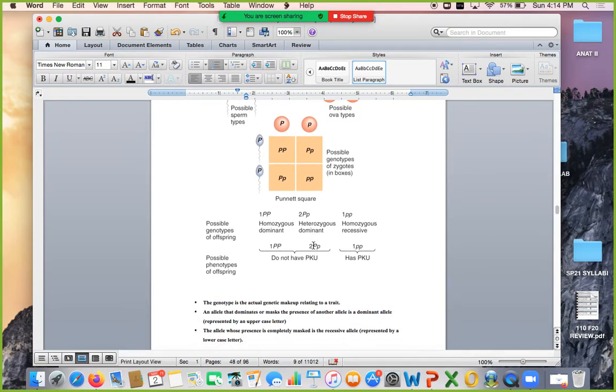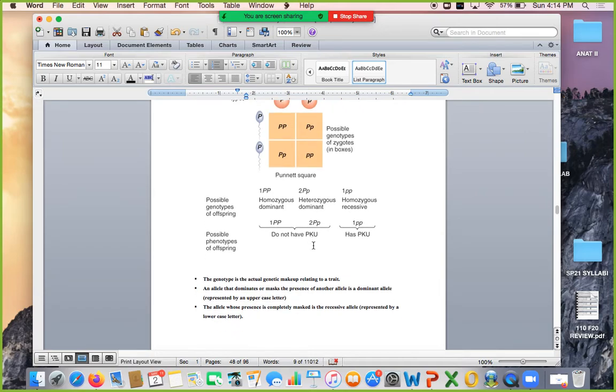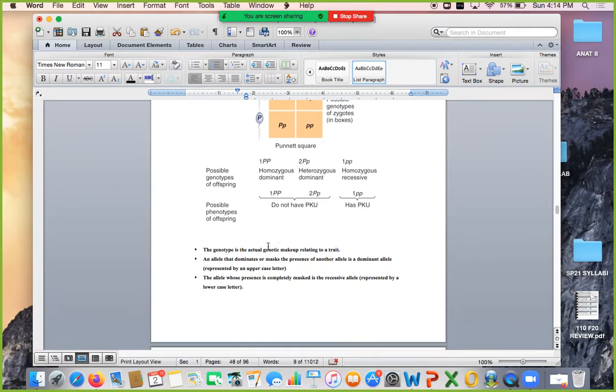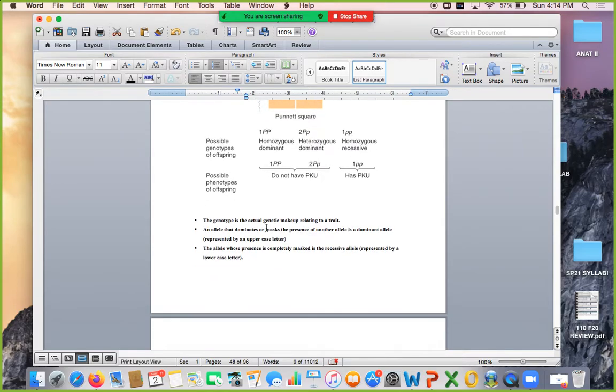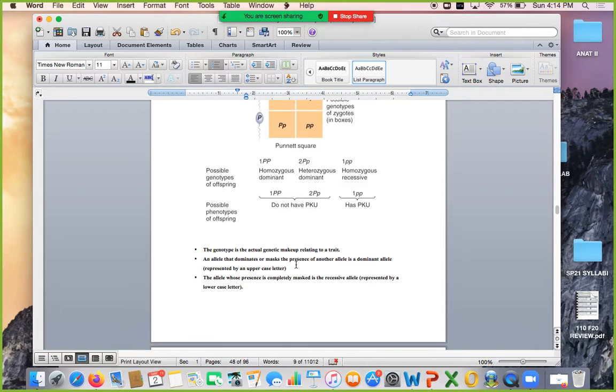Anyway, that's how we can use a Punnett square to look at the possible offspring that can come from different genotypes. Again, the genotype is the genetic makeup of a trait. The phenotype is the outward appearance that is related to that genetic makeup. We can have a dominant allele that's going to dominate or mask the presence of another allele. That one's going to be represented as an uppercase letter. The allele whose presence is masked is called the recessive, and that's going to be a lowercase letter. And just to be clear, they are both going to be the same letter.